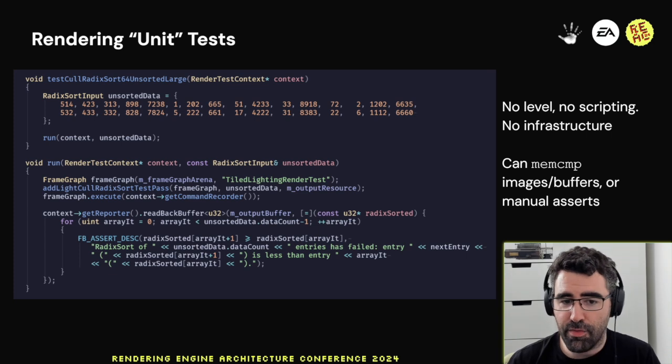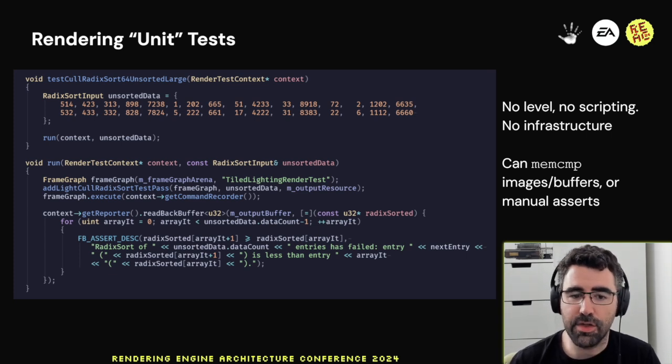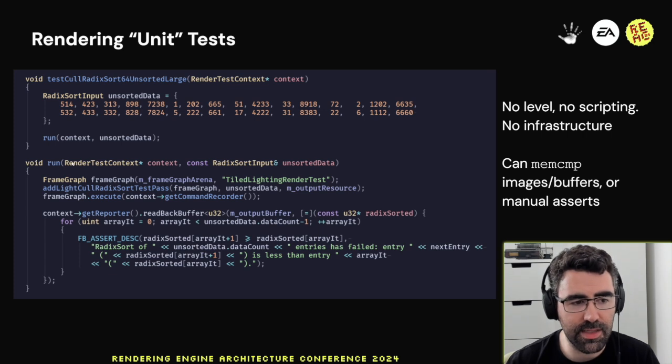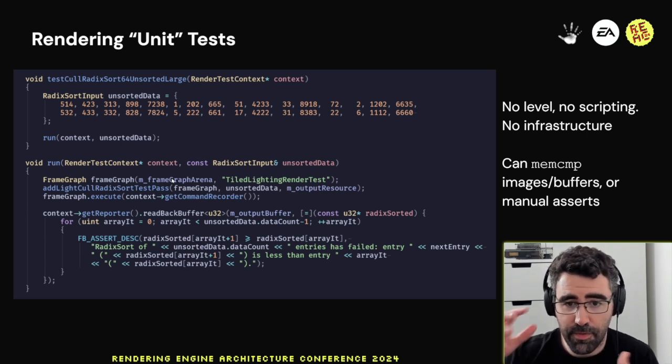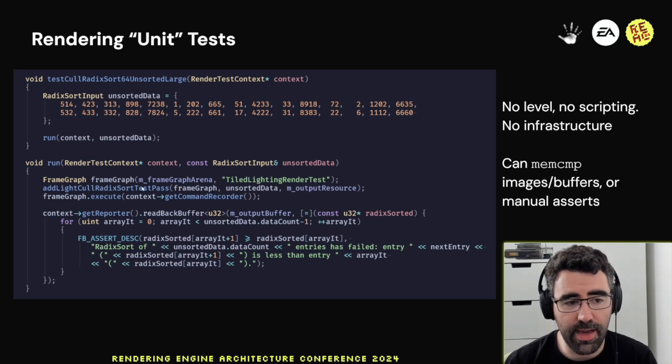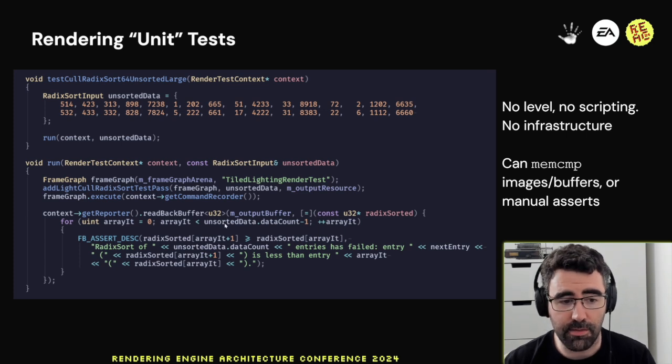This doesn't have any thresholds of allowing slightly different results. This is a memory compare operation that it does for checking the validity of the result. In this case, we have this test which instantiates a frame graph, so our frame structure. It executes a light call radix sort, and it passes this unsorted data that we have defined here, and then it executes the frame, let's say, and then it grabs the output of that pass, and then for each of the elements in the output, it checks that the sorting is correct, that every element is less than the element that comes after that.